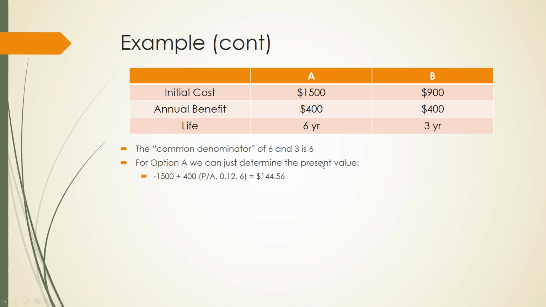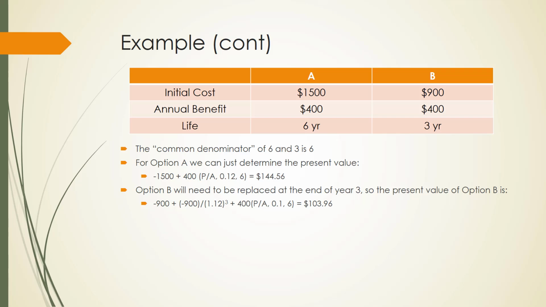I just simply need to determine the present value. So first I spend $1,500 and then I accrue a benefit of $400 per year. So I want to take this annuity to the present at a 12% interest rate for 6 years. And when you do the numbers on this, it comes out that it's going to give you a net positive present value of $145.